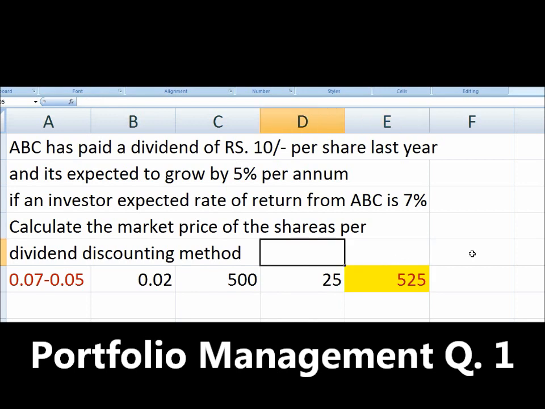Here no price was given, but you had been given the amount of dividend paid and the expectation of total return, that is 7%, and the 5% is the growth rate of the company. So what is left? That is 2% from the dividend. So by using this, we have calculated the price for the stock is 525. All right, good luck, goodbye.